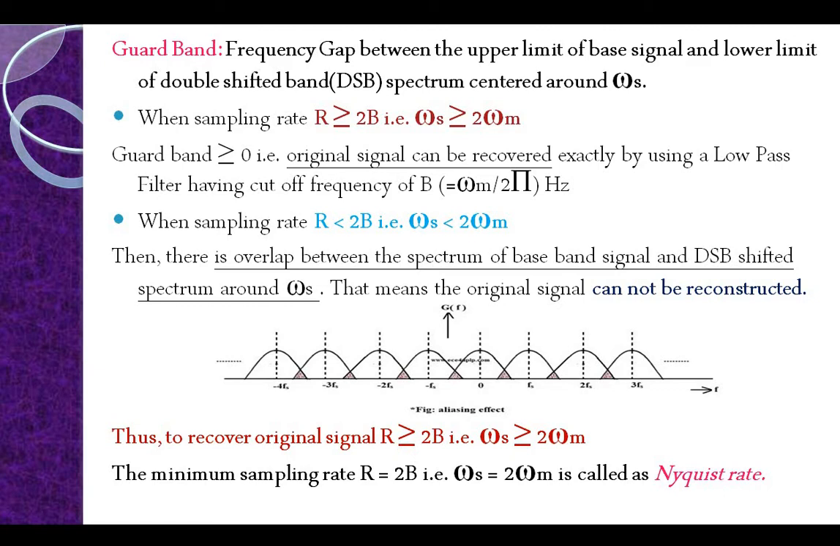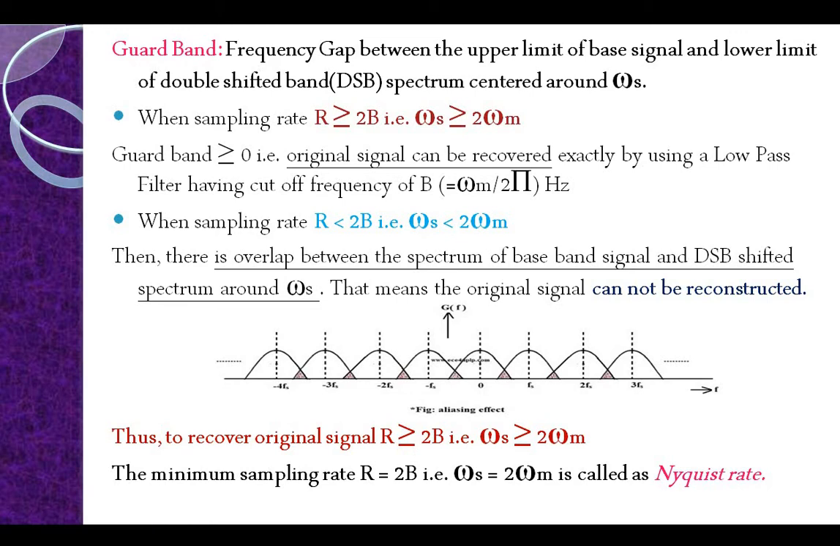Next, this is how you prove that. The minimum sampling rate, where R is equal to 2B, that is omega S equals 2 omega M, is called the Nyquist rate. You may get this question for 1 mark also in sub questions. So what is the Nyquist rate for sampling? It is 2 times the highest frequency component. Omega M is given as the highest frequency component, so 2 omega M or 2 FM. Nyquist rate is equal to 2 FM.